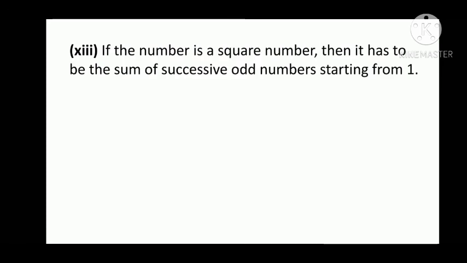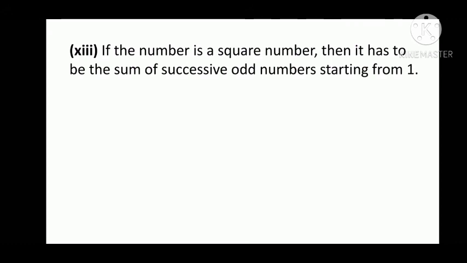If the number is a square number, then it has to be the sum of successive odd numbers starting from 1. It means that if a natural number cannot be expressed as the sum of successive odd natural numbers starting with 1, then it is not a perfect square. This property we will be using later on in the repeated subtraction method, which is a method to find the square root of a number.